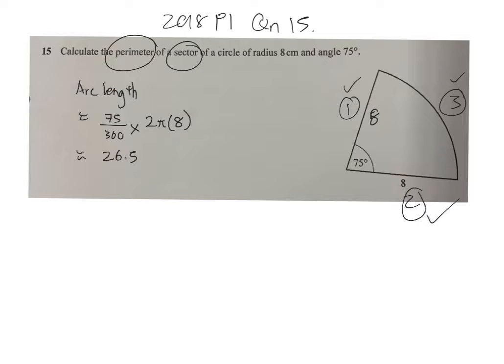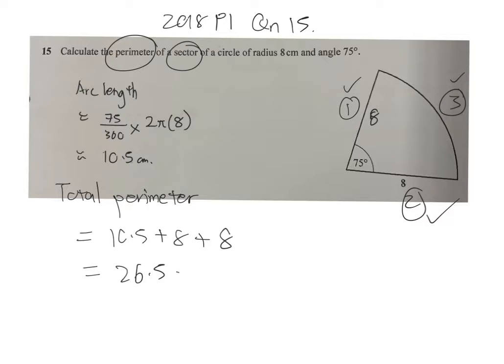10.5. Thank you. So the total perimeter: 10.5 plus 8 plus 8. So 10.5 plus the 2 radius that we take down here, 8 plus 8. So 26.5.